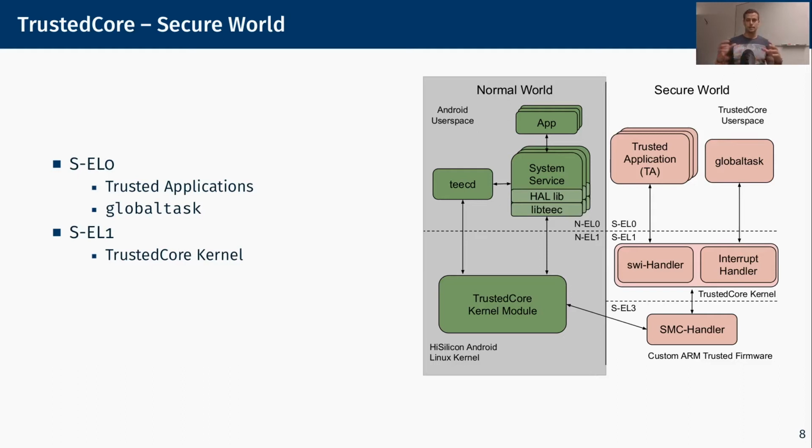And also it has all the interrupt handlers for interrupts that are arriving from hardware connected to the secure world, like the fingerprint sensor, for example. And then down here in the exception level 3, this is the secure monitor, and Huawei is using the reference implementation, basically a customized version of the reference implementation provided by ARM, the ARM trusted firmware.